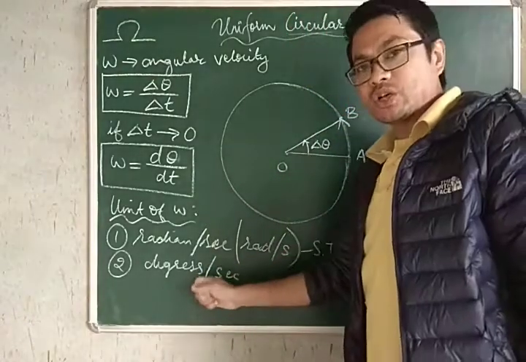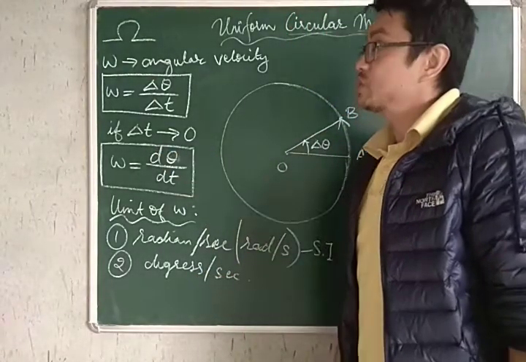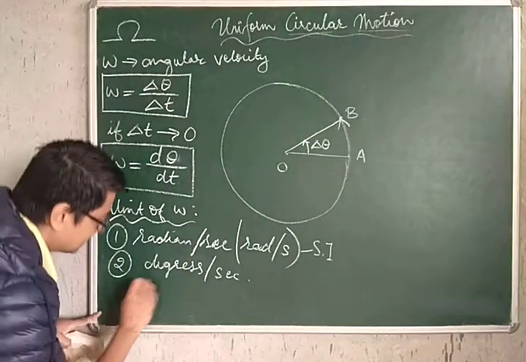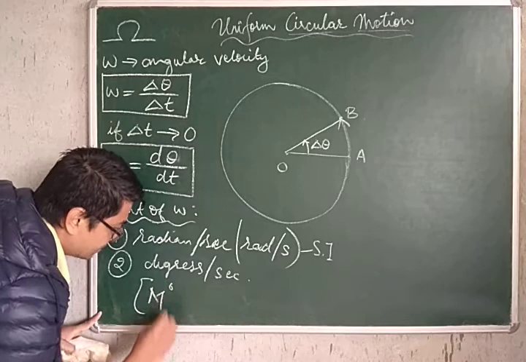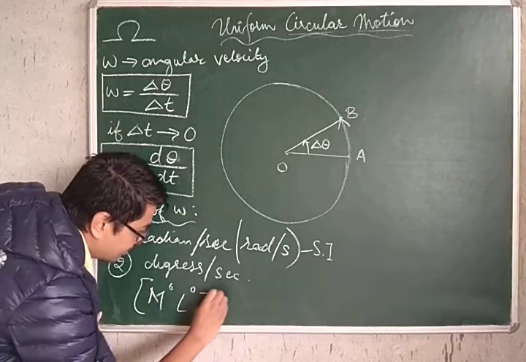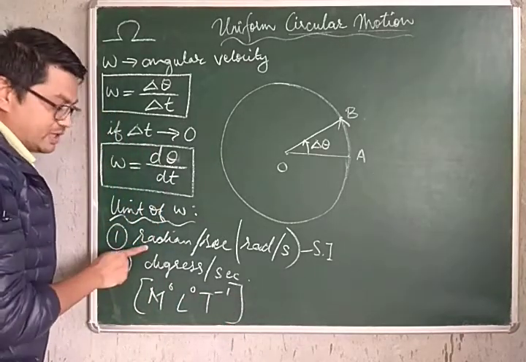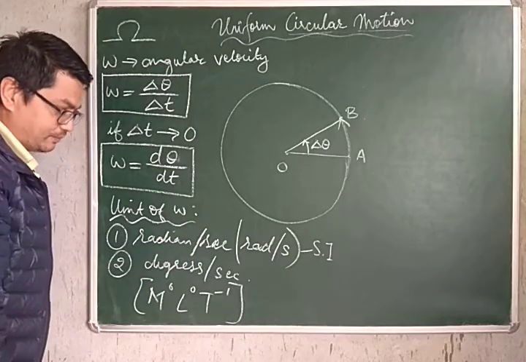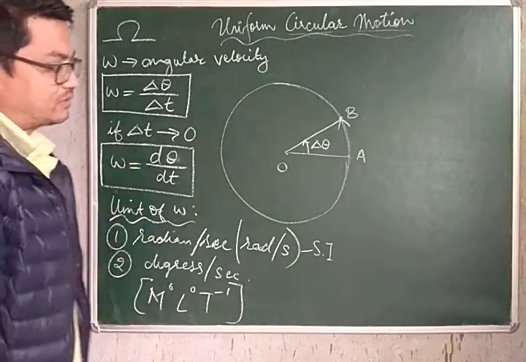what is the dimension of omega, by the way? The dimension of angular velocity will be M to the power 0, L to the power 0, T to the power minus 1, remember, because radian is dimensionless, so per second gives you T to the power minus 1. Okay, this will be the dimension of angular velocity, don't forget that.